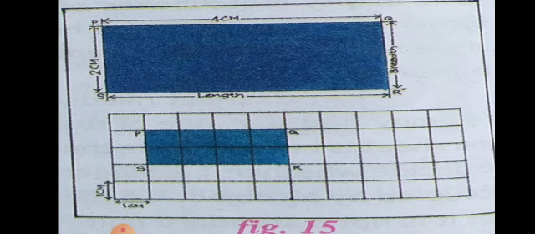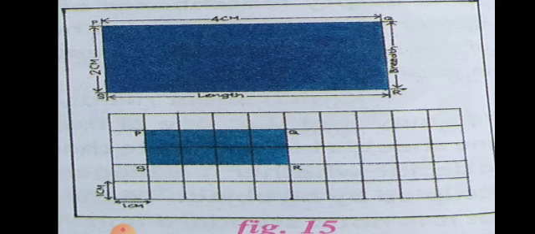Take a centimeter graph paper. Each small square on this graph paper has a side equal to 1 centimeter. The area of each small square on this graph paper is 1 centimeter square. Now place the cardboard on the centimeter graph paper as you are seeing here in this figure 15 and draw its outline with the help of a sharp pencil. Now remove the cardboard and mark the shape as P, Q, R, S as you are seeing here.